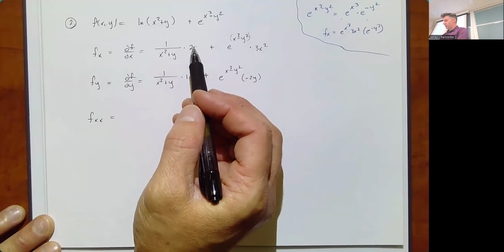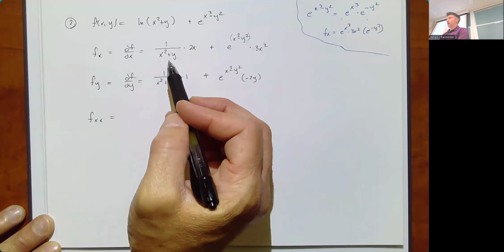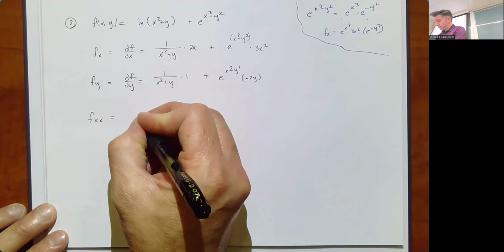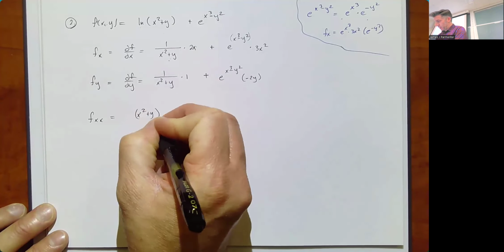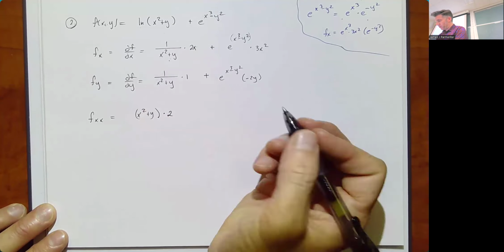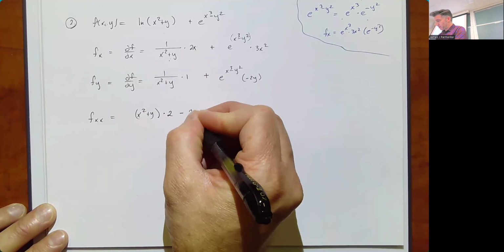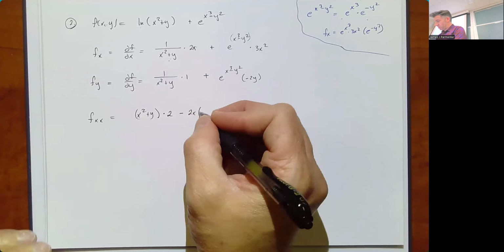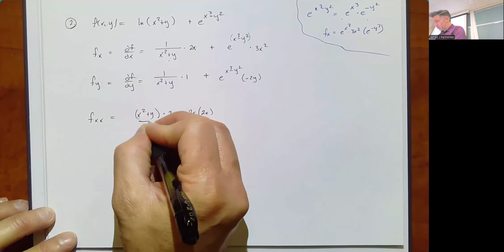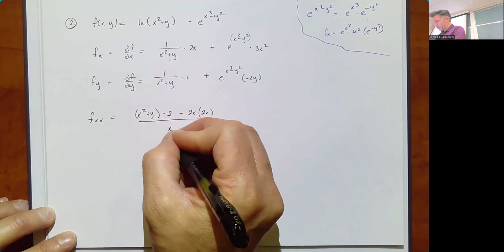So I see a quotient, 2x over x squared plus y. That's going to be the bottom times the derivative of the top, which is 2, minus the top times the derivative of the bottom, which is 2x, all divided by the bottom squared.